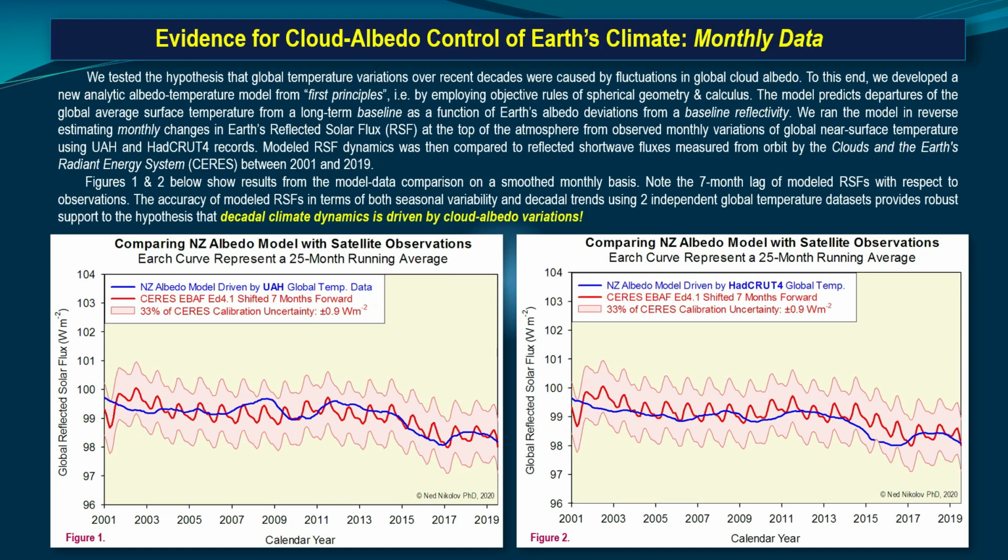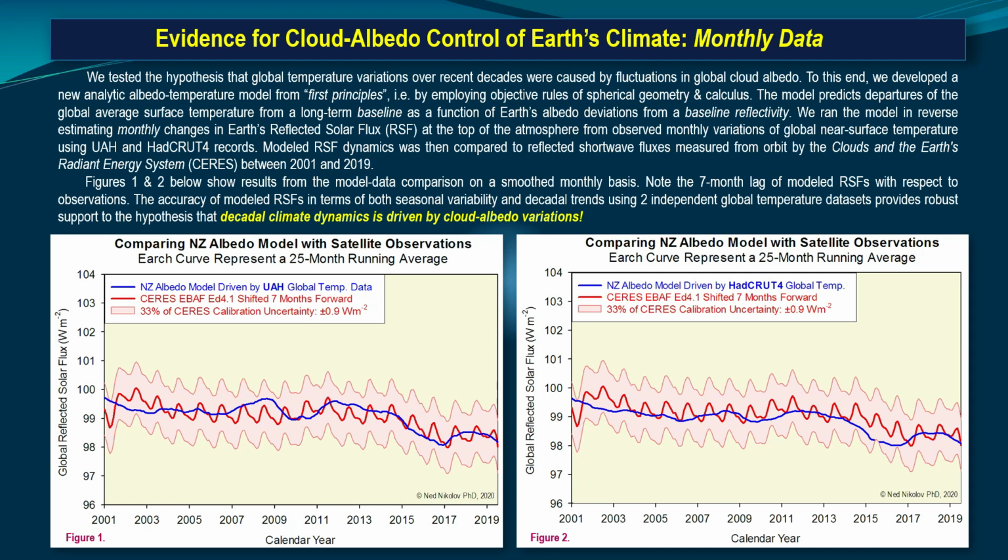Evidence for cloud albedo control of Earth's climate from monthly data. This slide depicts a similar model data comparison as the previous one, but using smoothed monthly data. Again, model projections of albedo variations inferred from near-surface temperature records employing different measuring methods match remarkably well seasonal variations and multi-year trends of observed reflected solar radiation by CERES.